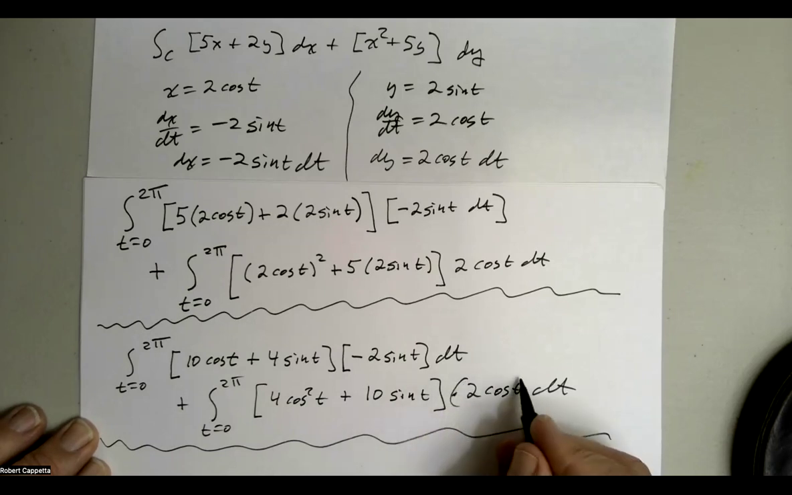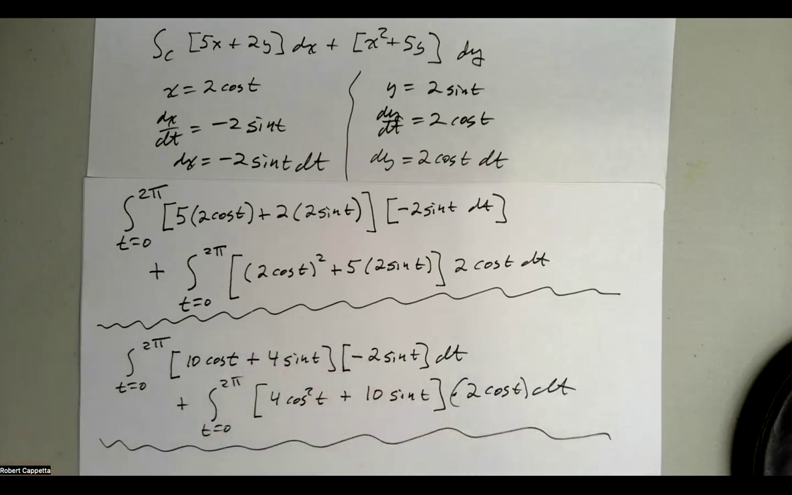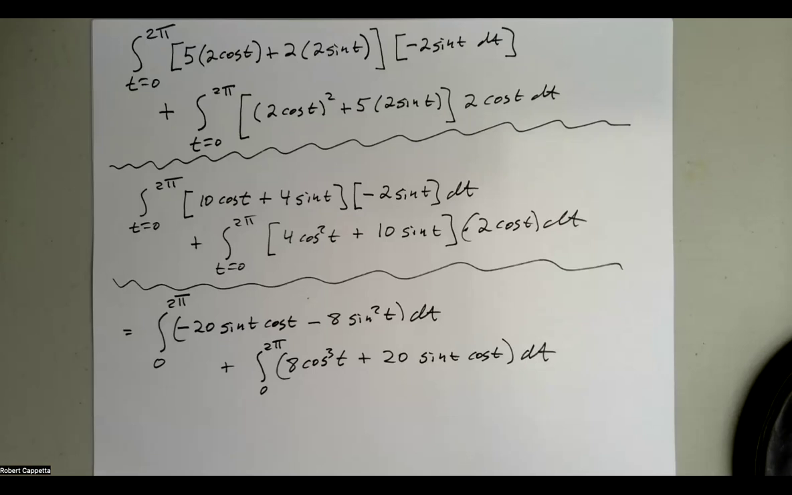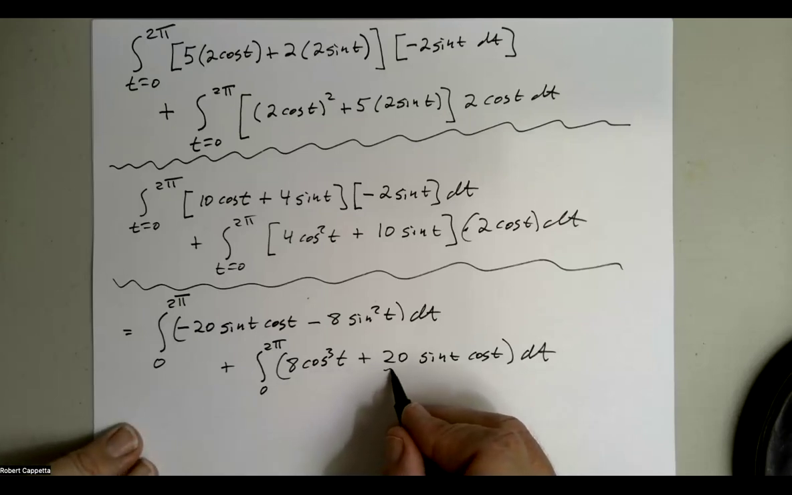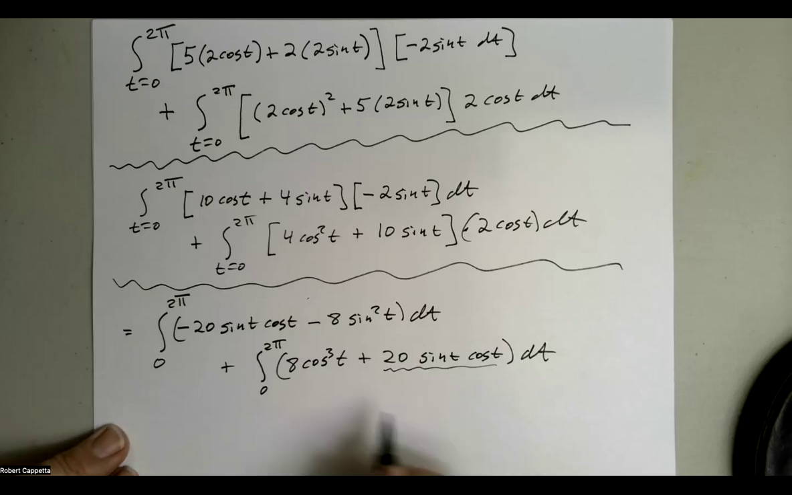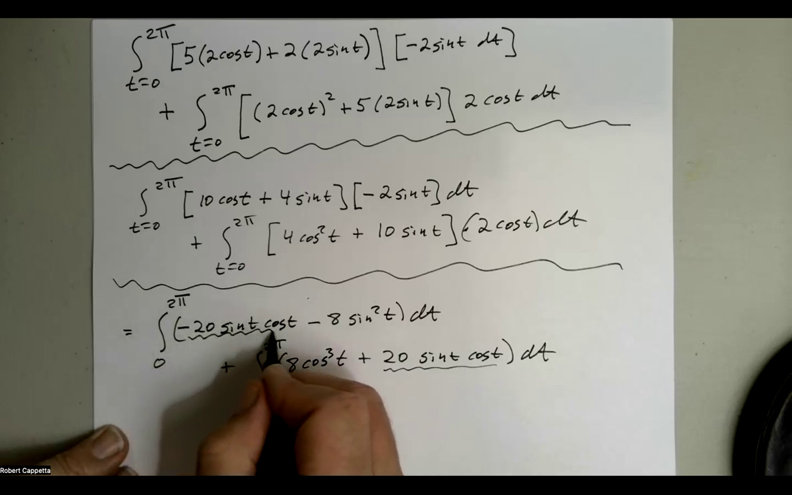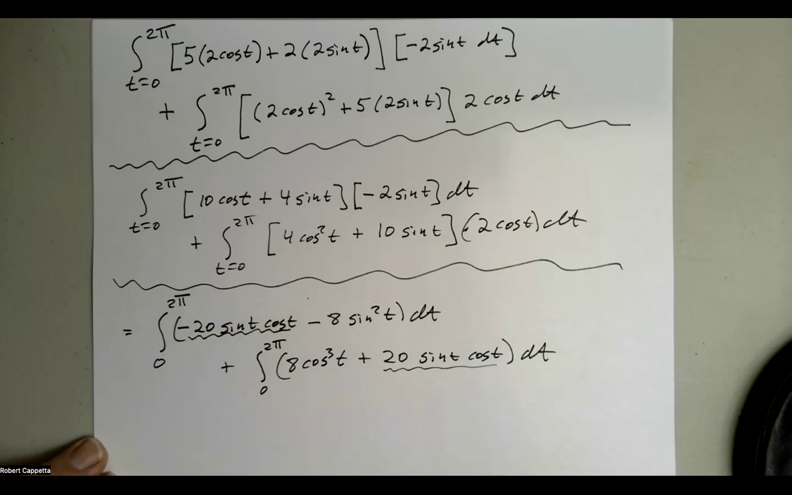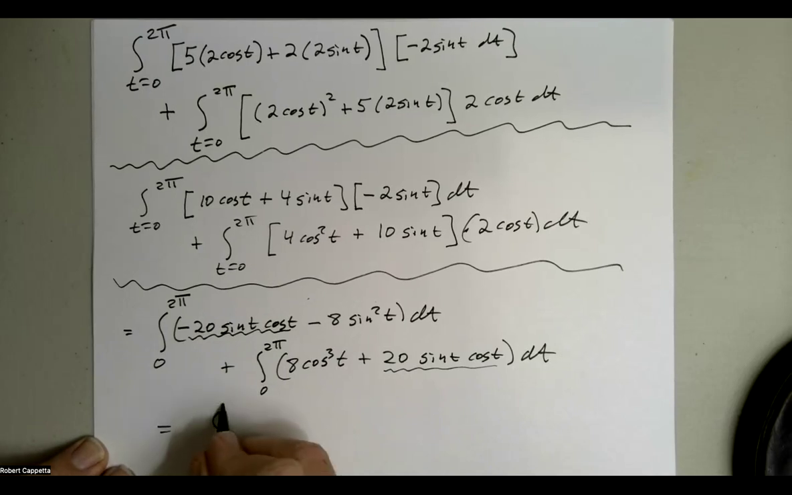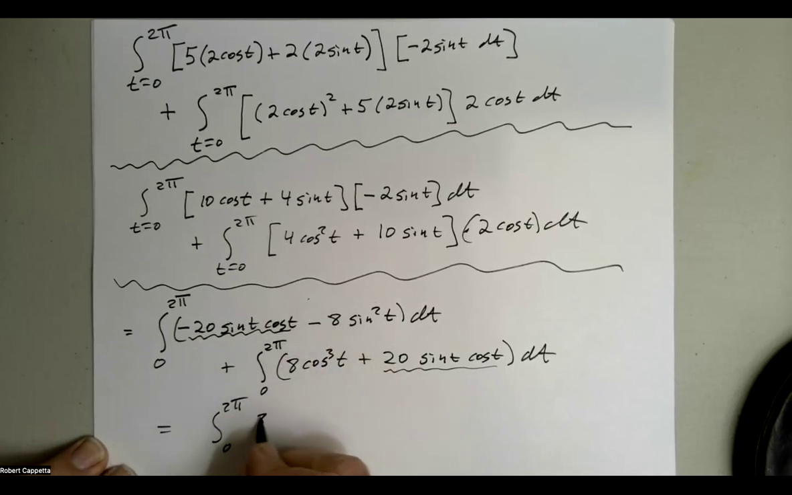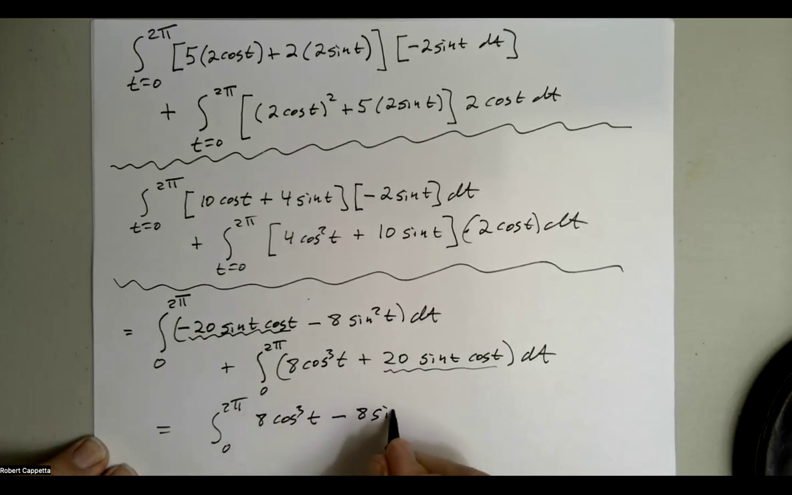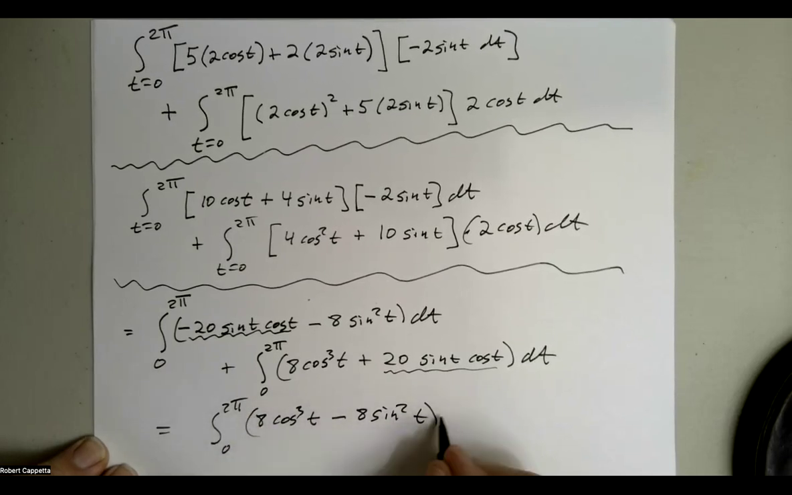Now let's go ahead and distribute to finish our setup. And we get here, which we certainly could feed to technology and see what it gets, but I want you to notice something. I have an integral from 0 to 2π of 20 cos² t here, an integral from 0 to 2π of negative 20 sin t cos t there. So I can actually simplify this into a single integral from 0 to 2π of this piece minus that piece, of 8 cos³ t minus 8 sin² t dt.